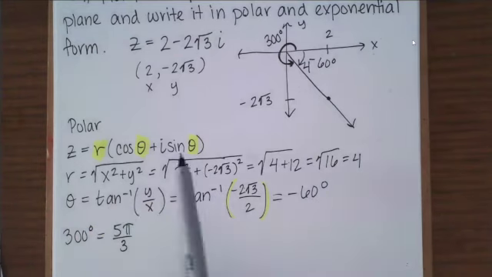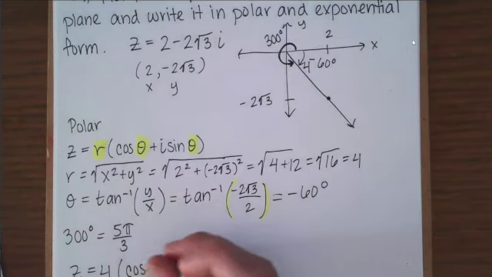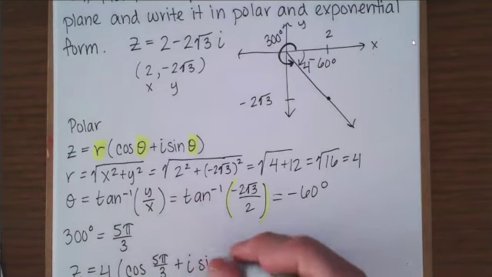So polar form here is going to be z is equal to r. We want to fill in r. Cosine of theta, here I'm filling in 5 pi over 3, plus i times sine of theta, which is 5 pi over 3.